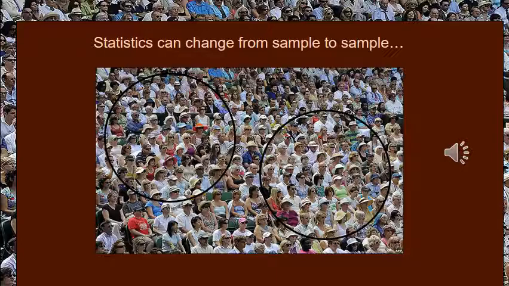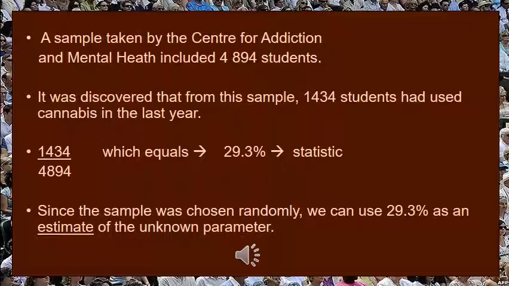But even with random sampling, you will never, or almost never, get the same statistic in 2 different samples. Statistics change from sample to sample, and this is normal. Let's see an example. These are real numbers that were obtained a few years ago about answering that question. How many percent of Ontario high school students have smoked cannabis in the last year?